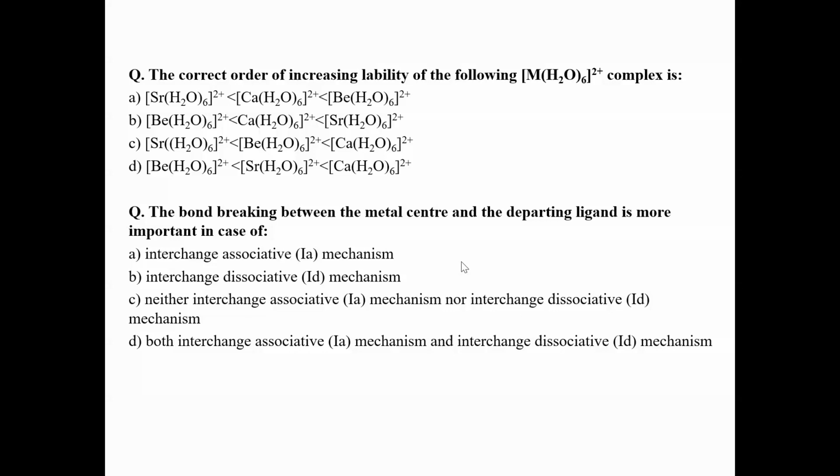And the second question: the bond breaking between the metal center and the departing ligand is more important in the case of interchange associative mechanism, dissociative mechanism, neither interchange nor associative or dissociative, or both. Is it interchange associative or dissociative? So if you know the answers, please type in the chat box.